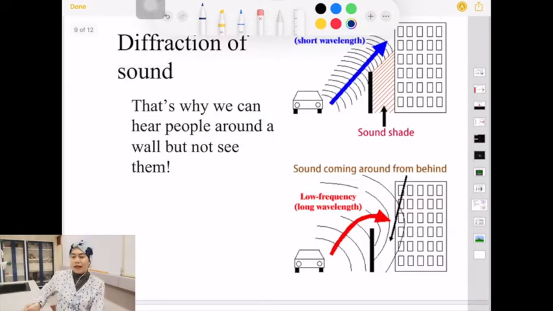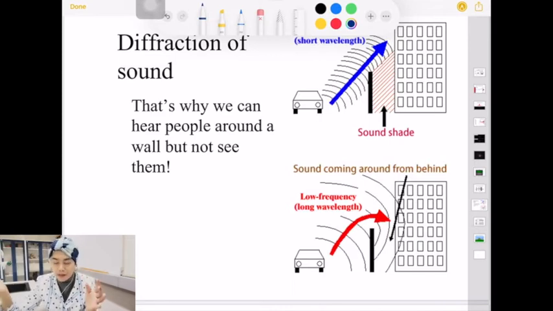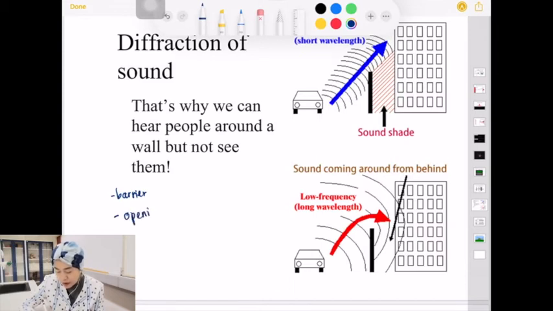Okay, so now let's look at diffraction of sound. So firstly, what causes it? What causes it has always been the same. It's either you have an opening or you have an obstacle. But in the case of sound, we will call it having a barrier, or of course having an opening. When we talk about having an opening, it will be something like an open door. So let's say you're blasting music really loud in a room, and the people who are outside of the room can still hear the music.